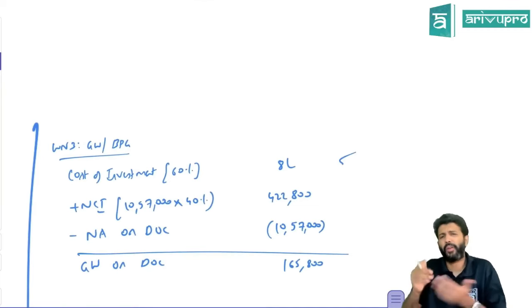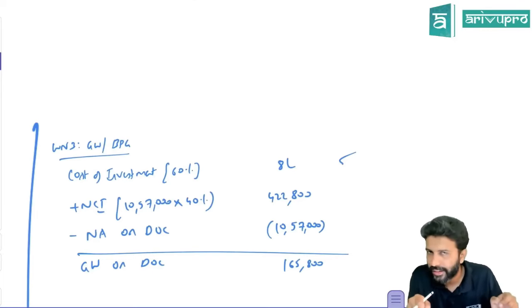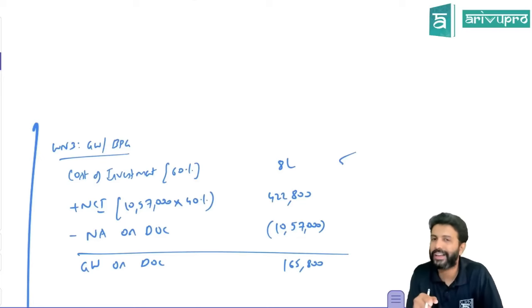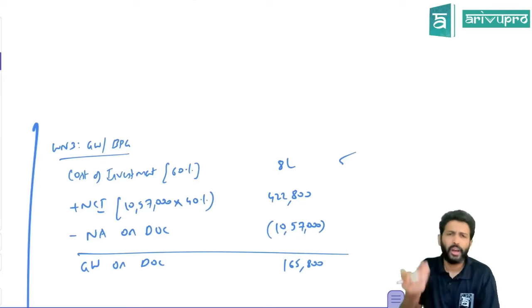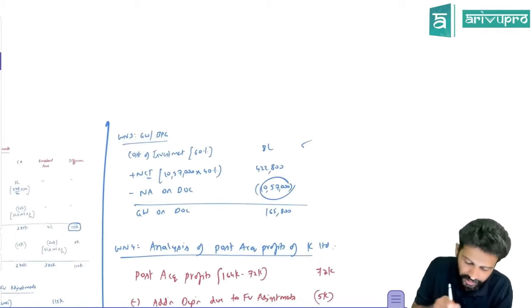If fair value of NCI is given, we'll take it. Or if they've given some data to calculate fair value, we'll consider it. If they don't mention anything, we'll always assume that NCI is valued under PSNA basis. And using net assets, we'll calculate NCI. Do you already know net assets? Yeah, net assets is 10,57,000.